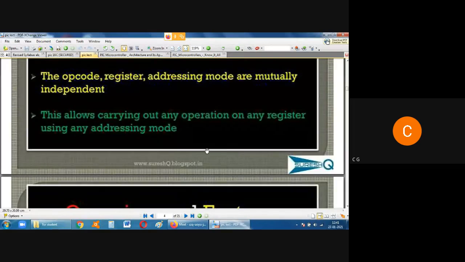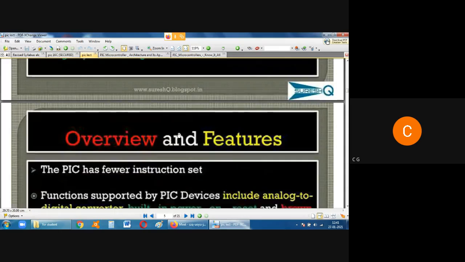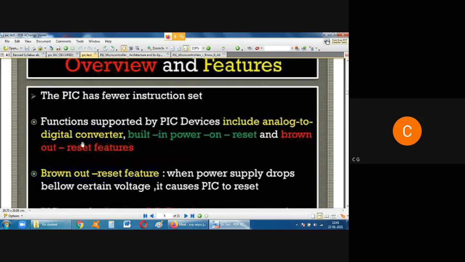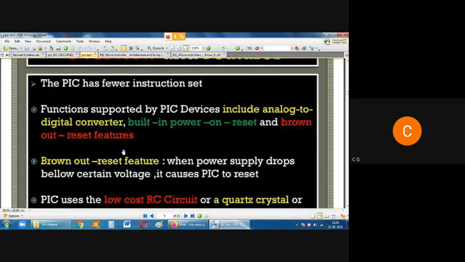The opcode register allows carrying out any operation on any register using any addressing mode. Now PIC has a smaller instruction set because of the RISC architecture. Additionally, we have seen there is an A to D converter, built-in power on reset, and brown out reset features. This is a new feature that we will see later on. There is a power on reset and brown out reset function.